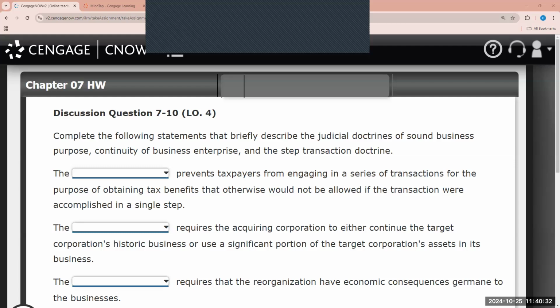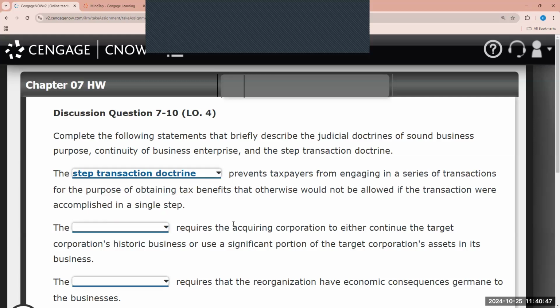So the blank prevents taxpayers from engaging in a series of transactions for the purpose of obtaining tax benefits that otherwise would not be allowed if the transaction were accomplished in a single step. This is the step transaction doctrine.